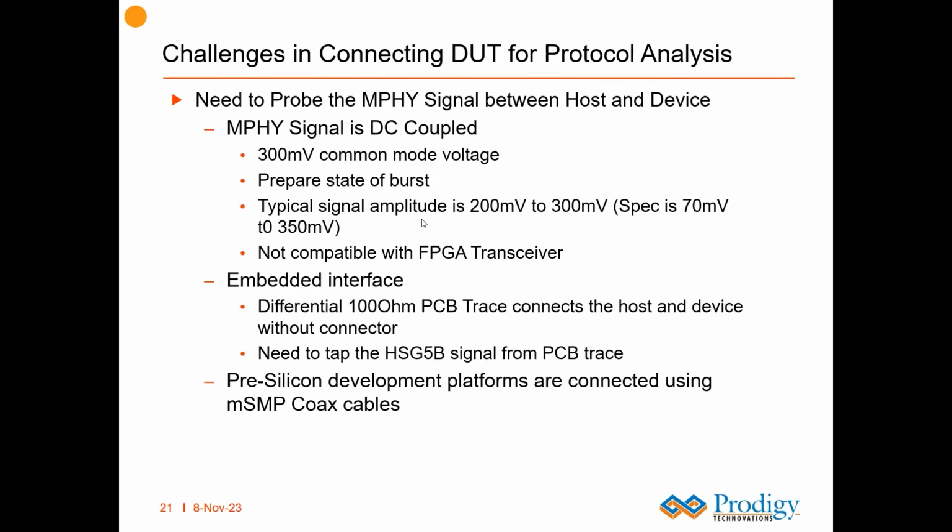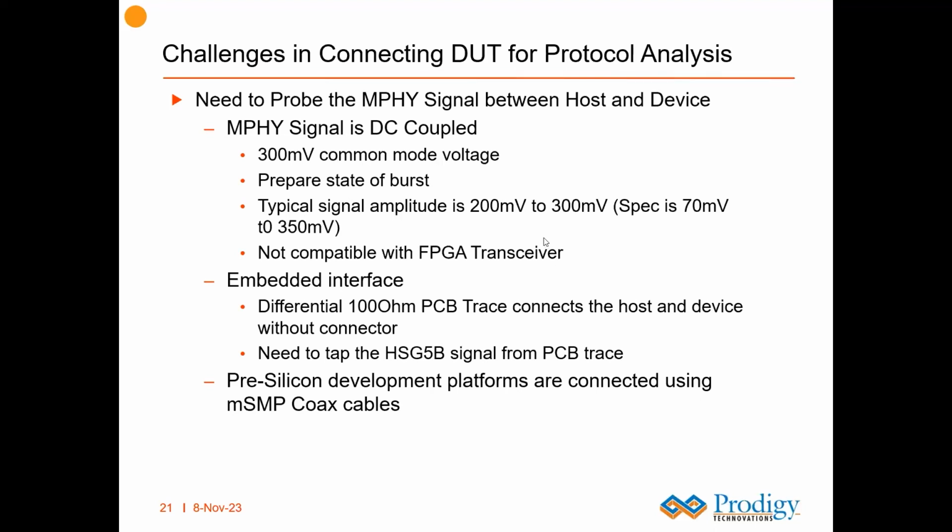So what are the challenges of connecting to the DUT? M5 is very different from most high-speed serial links. It is a DC coupled link, whereas most are AC coupled. It also has a 300 millivolt common mode voltage, compared to others that have a higher voltage. Then there is the prepare state of the burst. Like I mentioned, you have a prepare condition at the beginning of the burst. It is more like a pulse, and we need to acquire that information accurately in our protocol analyzer. So we also need DC coupled performance in the protocol analyzer.